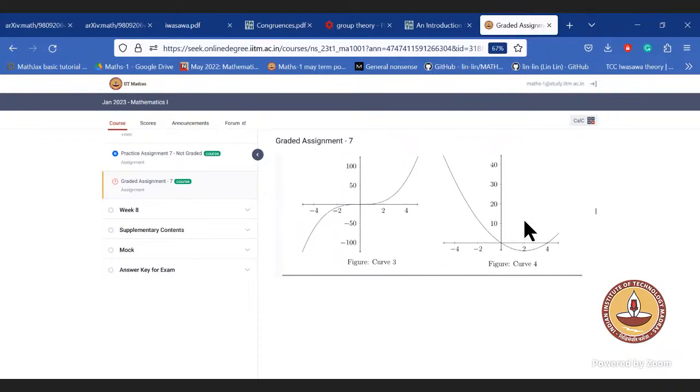Sir, is unique tangent linked to differentiability? Yes, unique tangent means the function is differentiable at that point. That is the same thing. Unique tangent means the function is differentiable. Function is differentiable means it has a unique tangent.